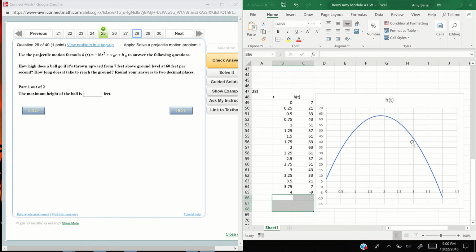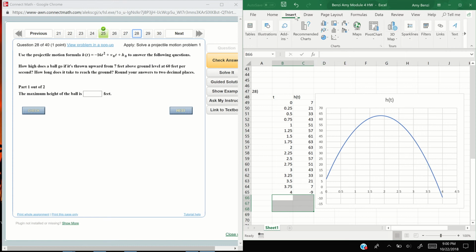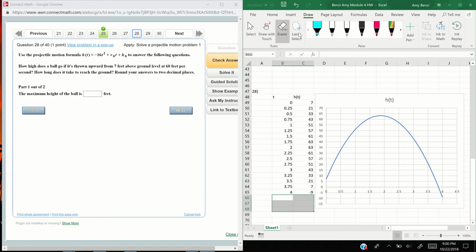All right, now I have a beautiful parabola. The question here is, what is the maximum height of the ball? And I have to round it to 2 decimal places. Well, the maximum height, look here, you guys. See how it's 63 feet right here on both sides? And then it goes down to 61. Here's my symmetry.